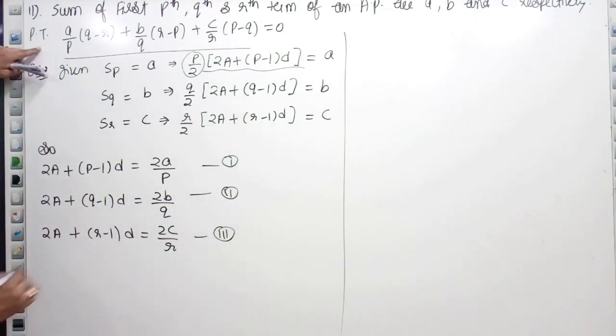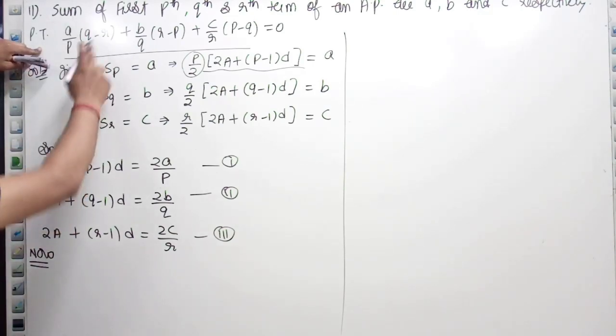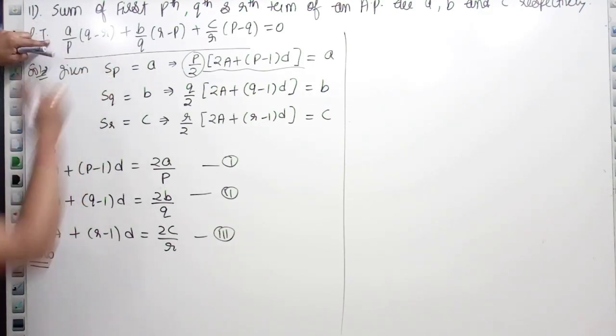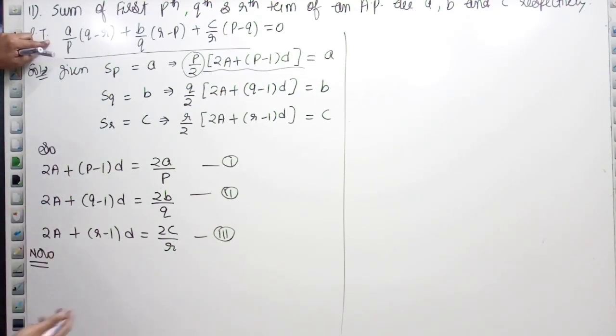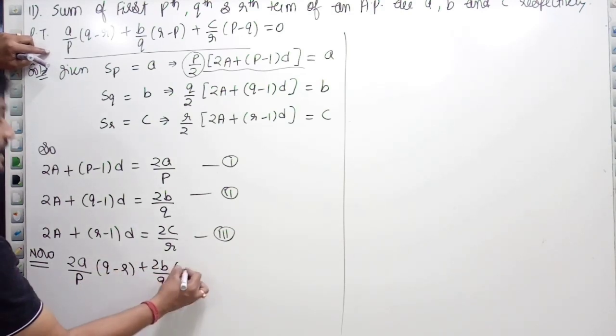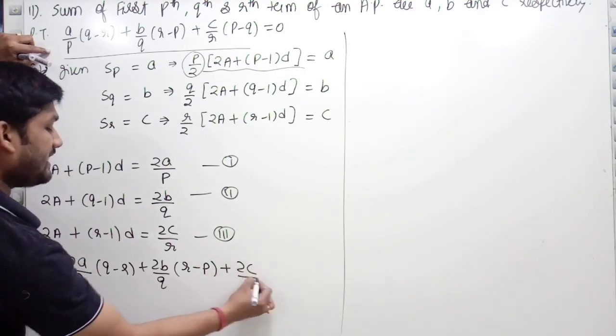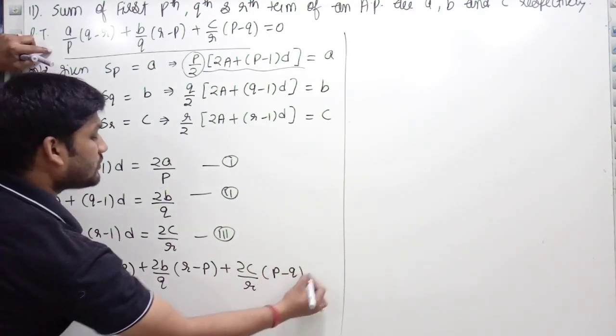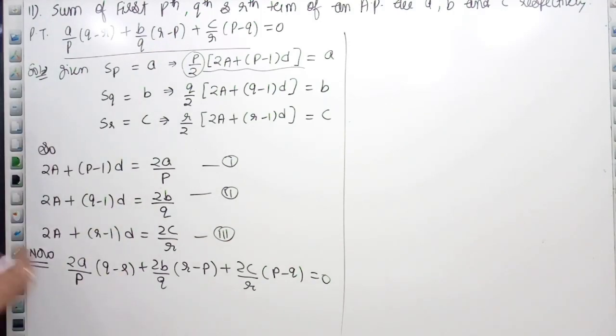Now what we need to prove? Now to prove uska, what we need to prove? This, and can I write this expression as if I multiply by 2, 2a by p q minus r plus 2b by q r minus p plus 2c by r p minus q equal to 0. What I have done, this is same, multiplied to both sides, तो कोई difference is same expression आ जाएगा. So now I am taking LHS.